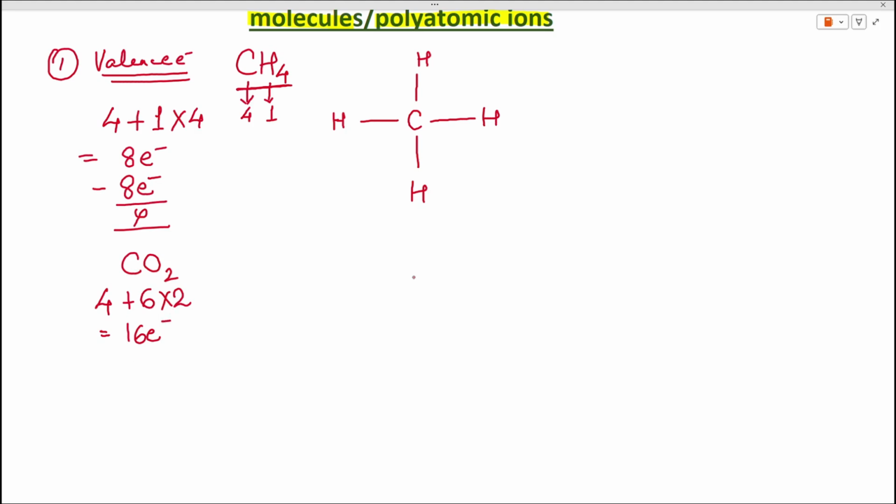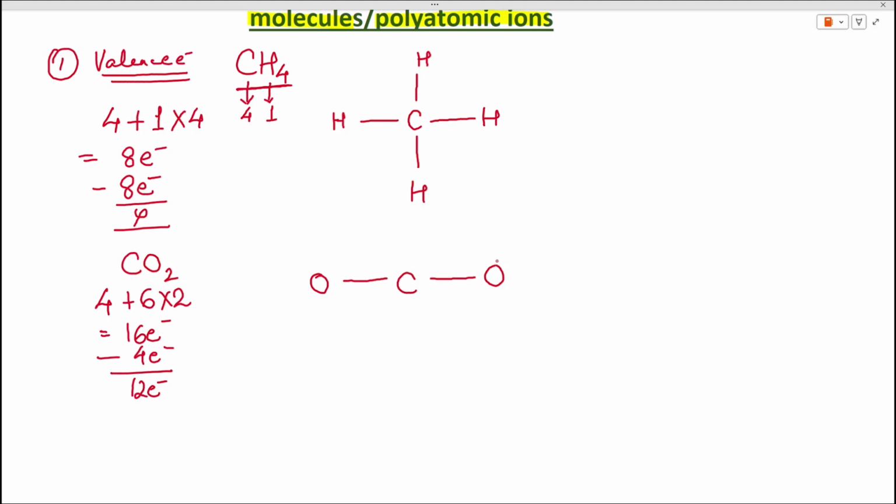Now carbon will be placed in the center because carbon forms 4 bonds and oxygen can form only 2 bonds. So 2 oxygens are placed around it. Now we have to make at least 1 bond between the carbon and the oxygen. By making 1 bond, we have used 4 electrons in total. So 16 subtract 4 electrons, we are left with 12 electrons.